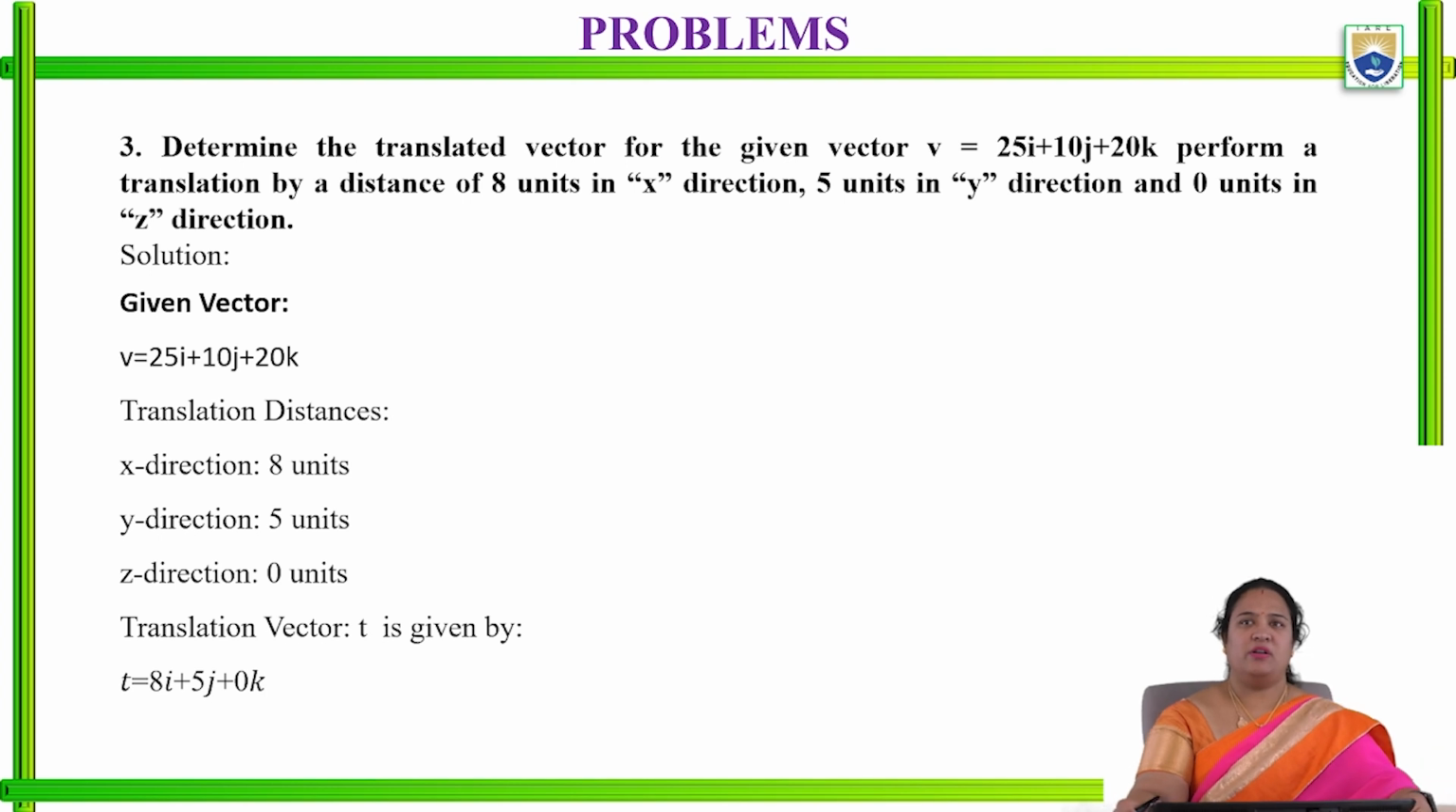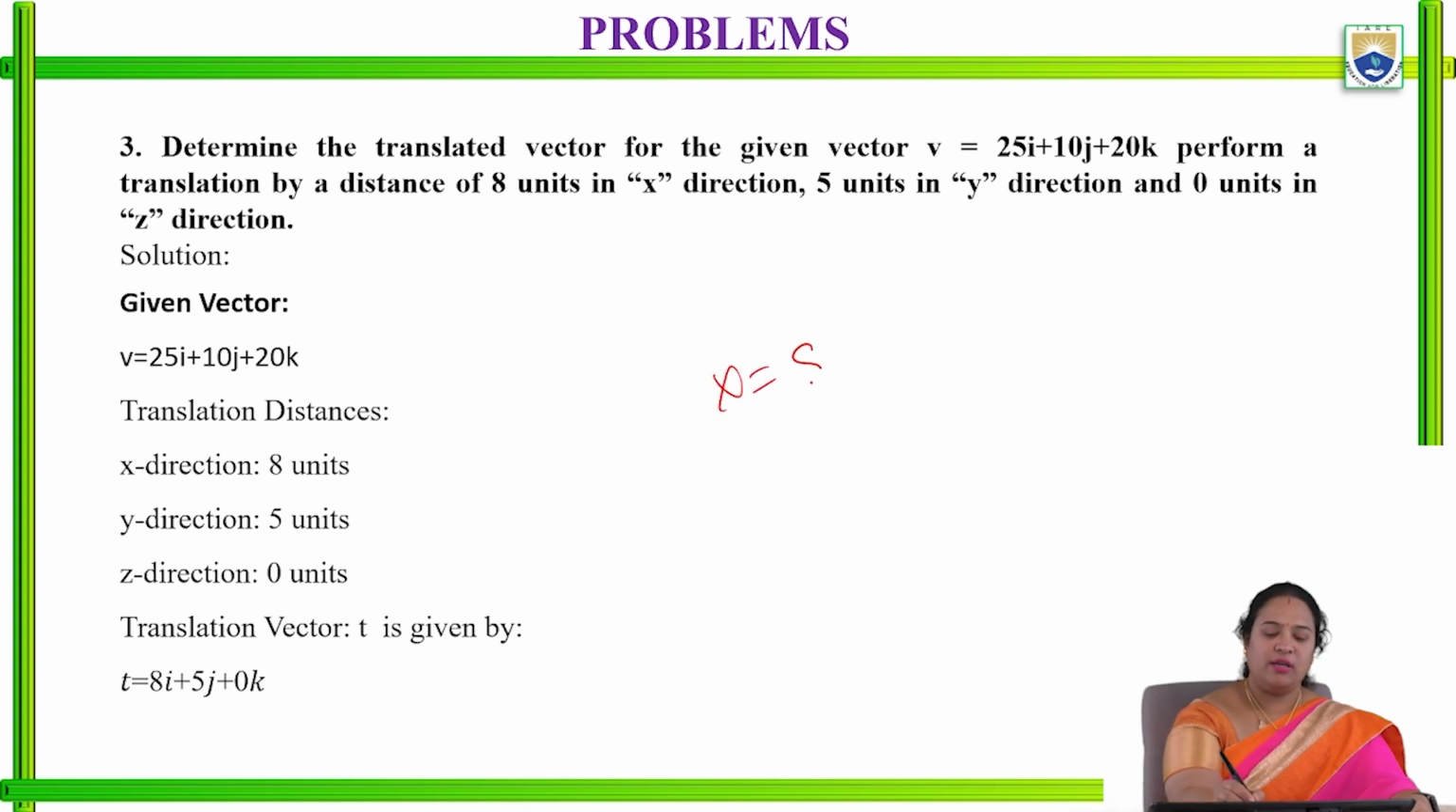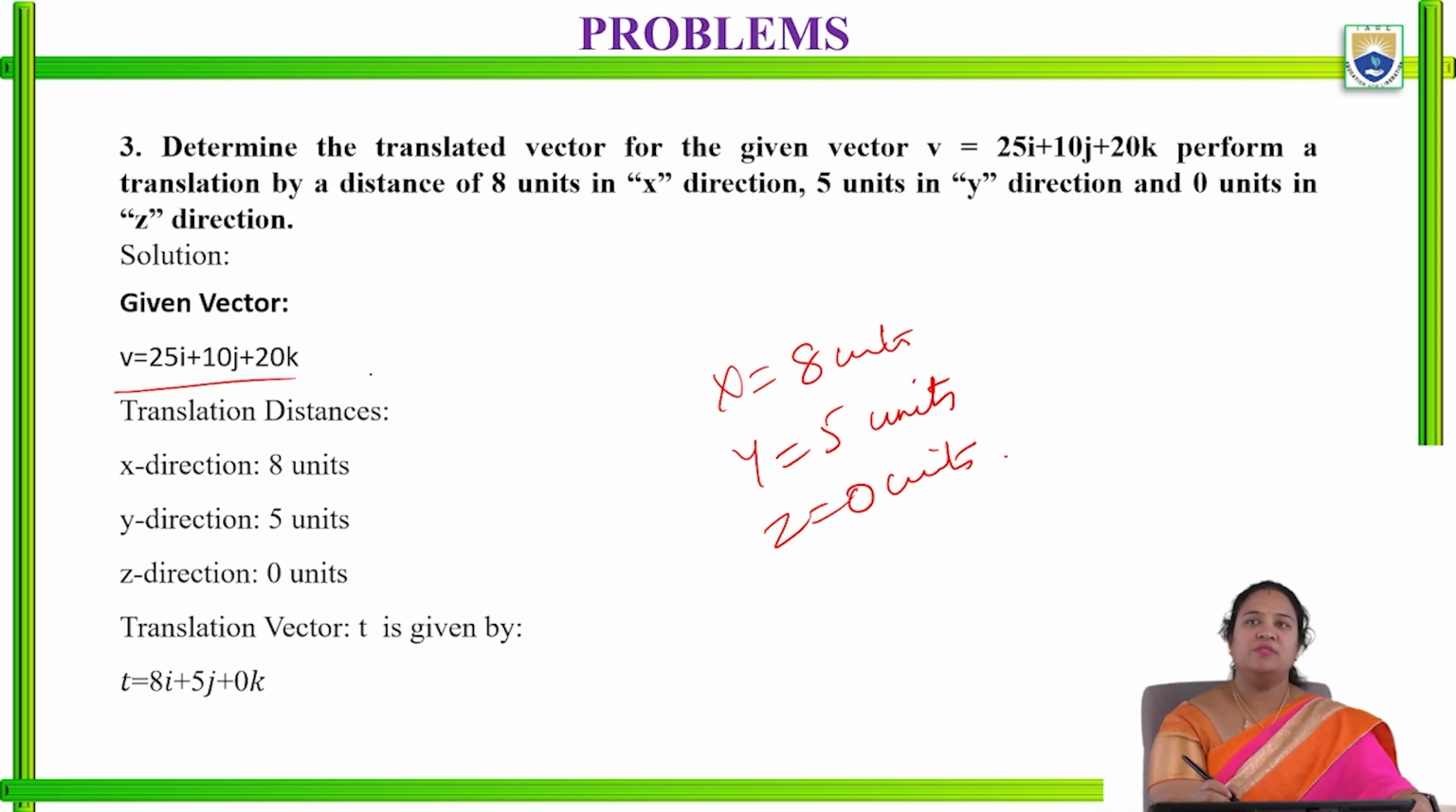Okay. The next one is based upon vector geometry. Let me read the question. Determine the translation vector for the given vector v, which is equal to 25i plus 10j plus 20k, which performs a translation by a distance of 8 units, that is x is equal to 8 units, y is equal to 5 units, and z is equal to 0 units. For this, we need to solve the problem. Already the vector is given as 25i plus 10j plus 20k, and the x, y, z values are given, that is 8, 5 and 0.